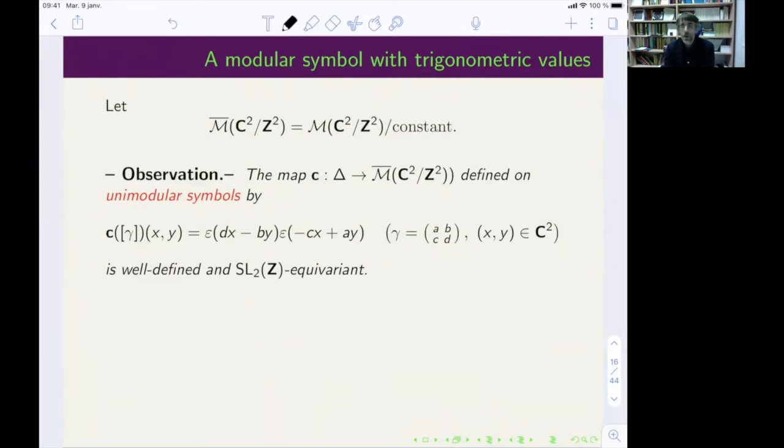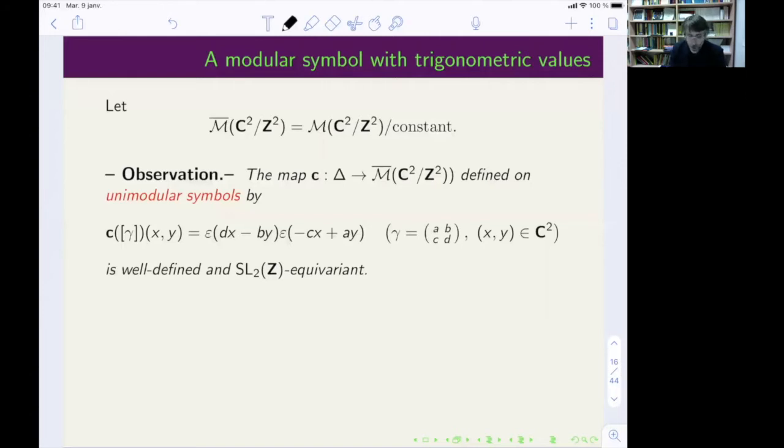And to do so, instead of working with trigonometric functions, I will work with meromorphic functions on C^2 mod Z^2, but quotiented by constants, so that I kill the constant part of the addition relation. And the observation that I want to make, which is a very easy observation from what we have seen, is that there is a map from the abelian group of modular symbols to the meromorphic functions on C^2 mod Z^2, quotiented by the constants.